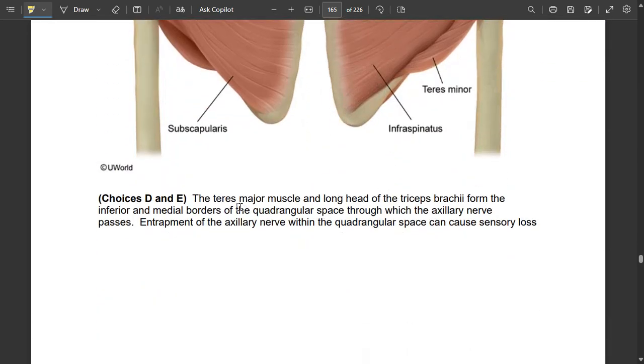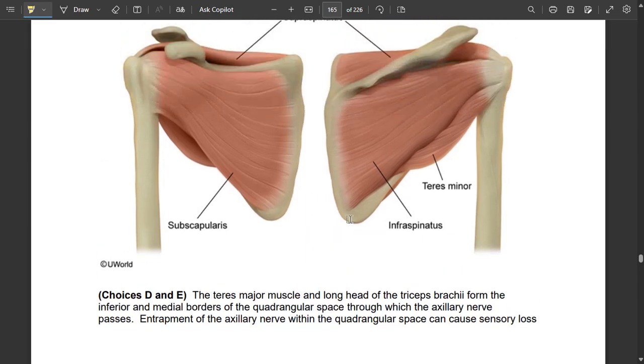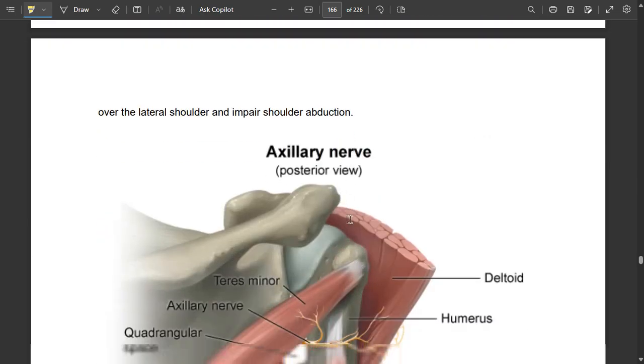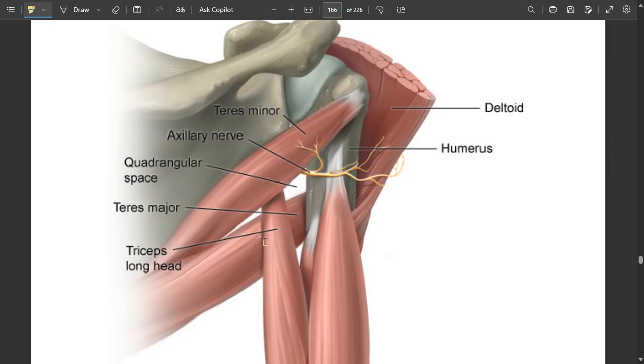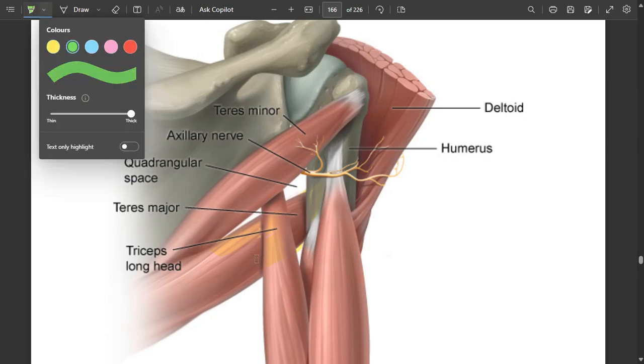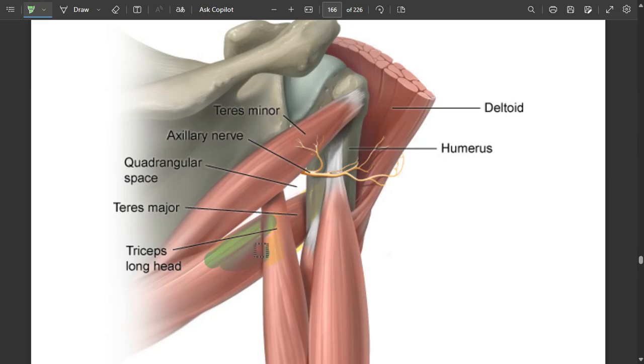The teres major muscle and the long head of the triceps brachii form the inferior and medial borders of the quadrangular space. Teres major is present here, so let me draw it.